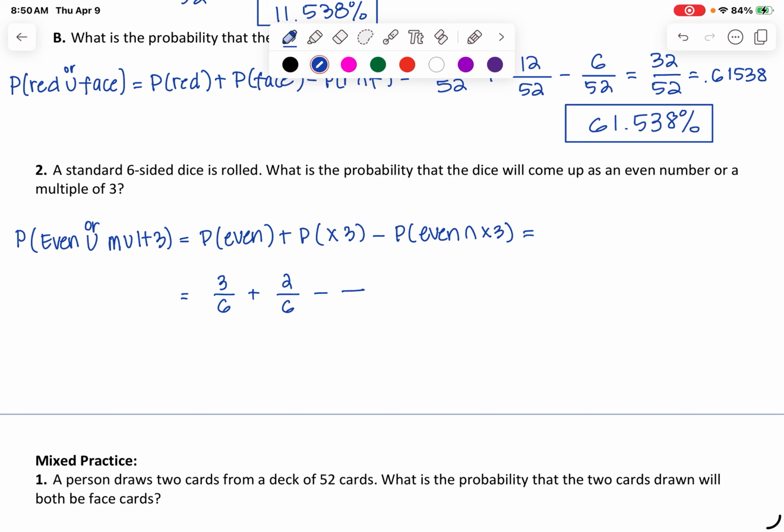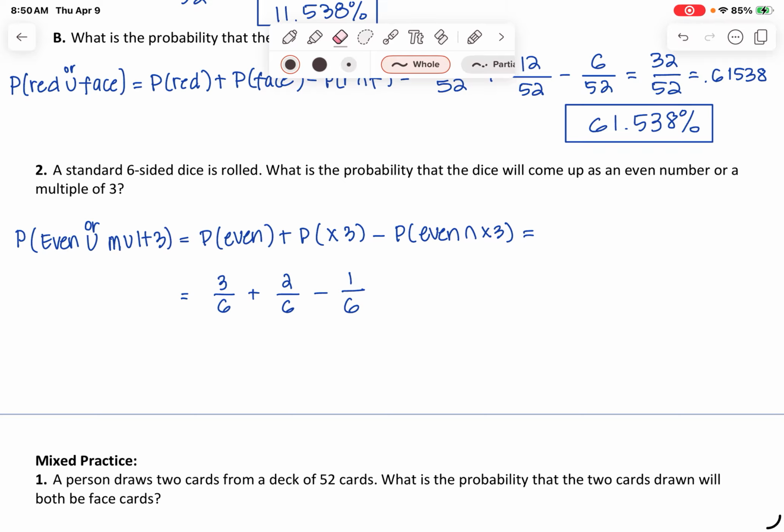But then did I say any of those numbers twice, right? 6 is an even multiple of 3, so I have to subtract that off because I counted it twice. I counted 2, 4, 6 here, and then I counted 3 and 6 here. So I have to subtract this because I counted it twice. I have to subtract one of them, not both of them.